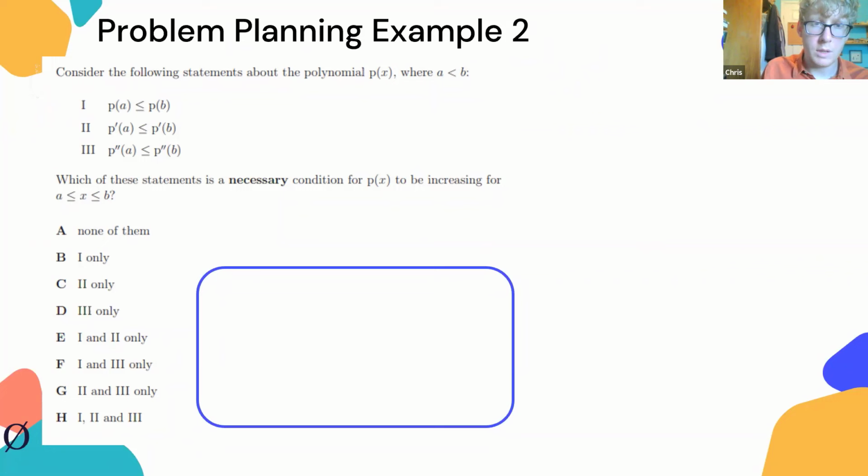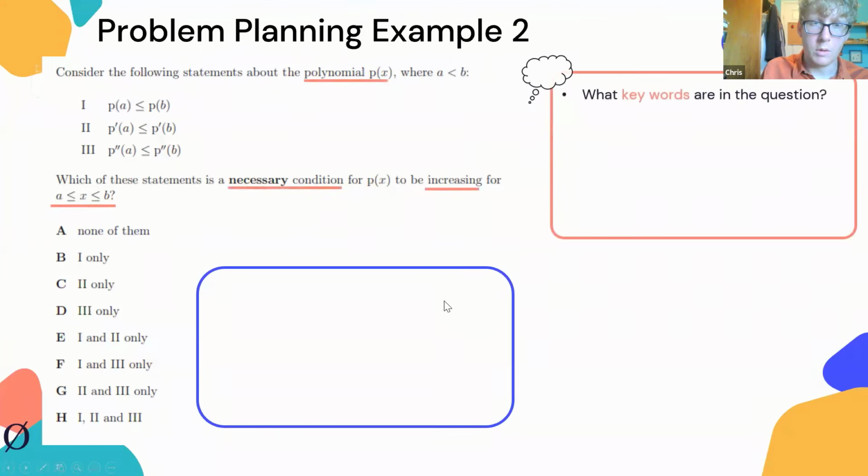So what are the keywords? We've got polynomials P of X, so anything that applies to other functions doesn't matter, only polynomials. We've got necessary condition, which we talked about already. It's got to be increasing. By the way, it doesn't matter whether it means strictly increasing or not, if you worry about that distinction. And also, it's on a particular range. It's not necessarily for all values of X, just X between A and B.